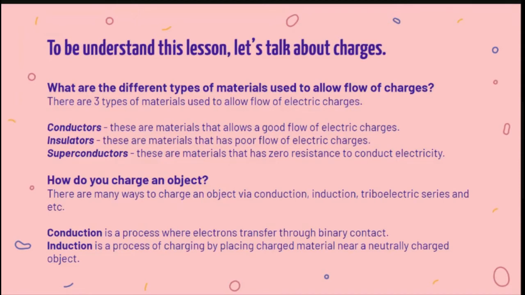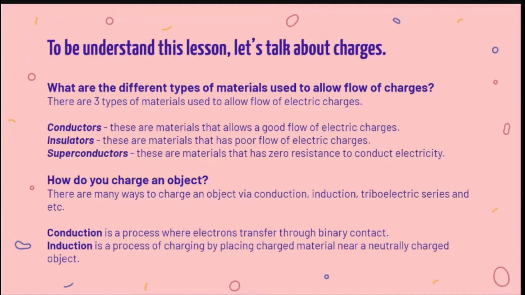We have conductors, semiconductors, insulators, and of course, superconductors. Conductors are materials that allow a good flow of electric charges. Primarily, conductors are metals. And we have insulators. These are materials that have a poor flow of electric charges. These are non-metals such as silicon, rubber, plastics, and so on and so forth. Good examples of conductors are copper, gold, silver, nichrome, magnesium, and so on and so forth.